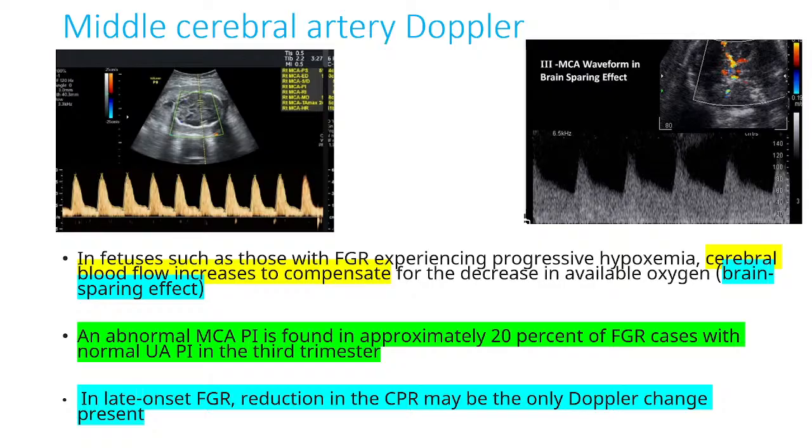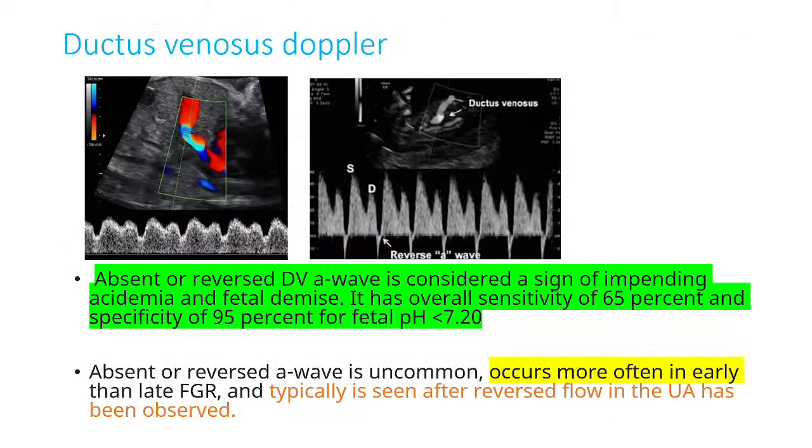And in late onset FGR, there is a reduction in CPR, the cerebroplacental ratio. This ratio is the MCA divided by the umbilical artery, and if CPR is altered, then there may be fetal compromise. So, not only the umbilical artery, but MCA and ductus venosus also indicate fetal compromise in FGR.